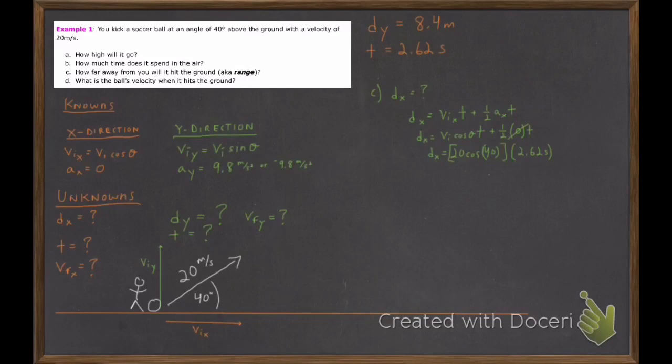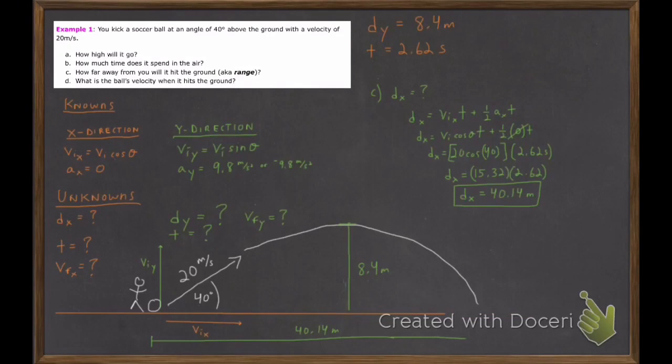When we figure that out, we get that the dx is equal to 15.32 times 2.62. And finally, the dx must equal 40.14 meters. And we can box this.